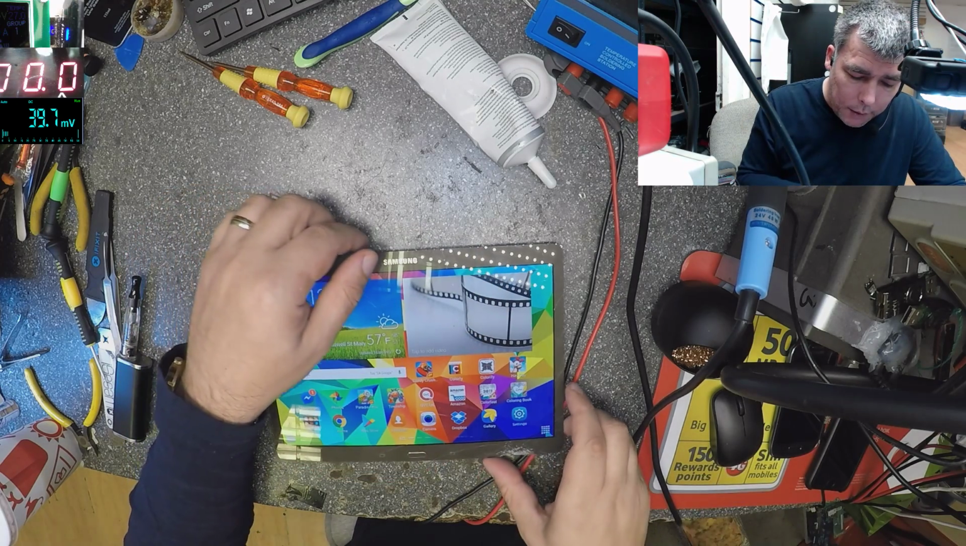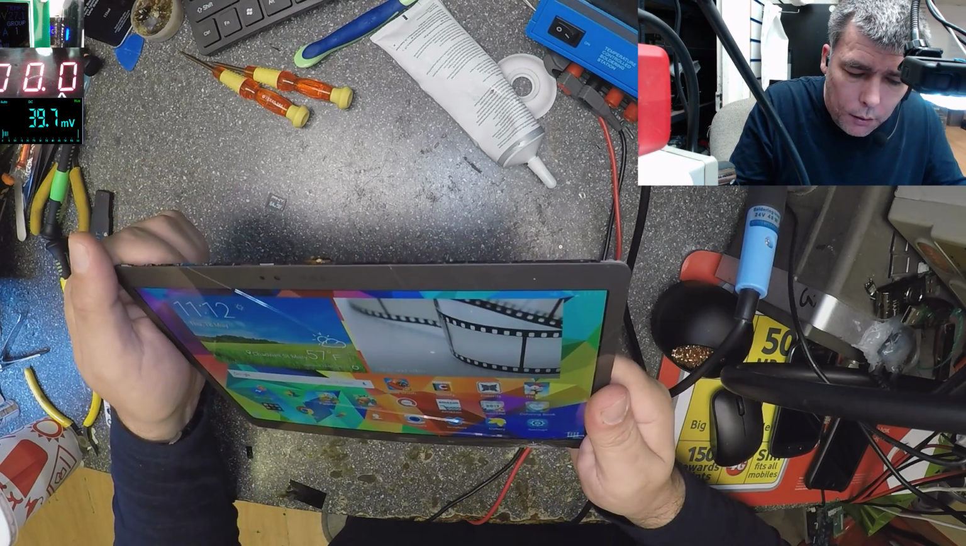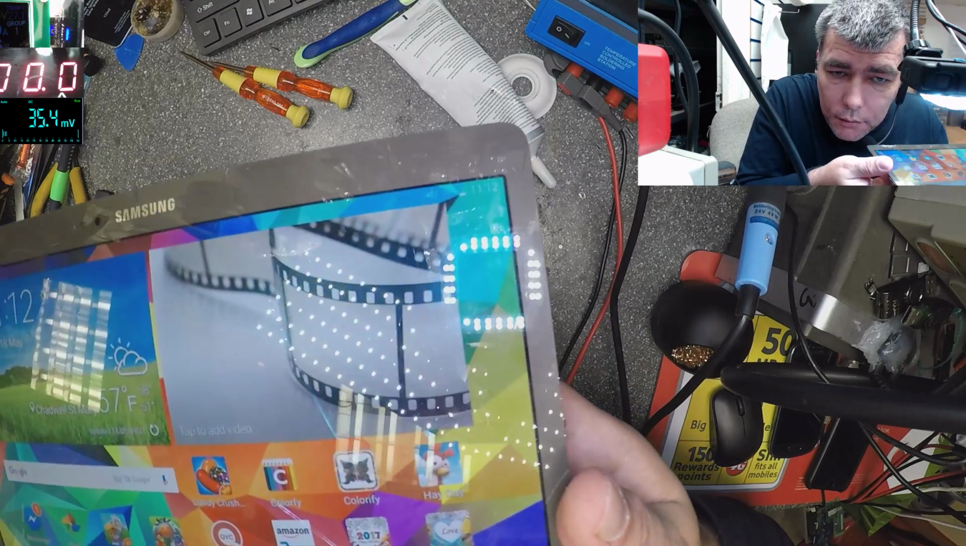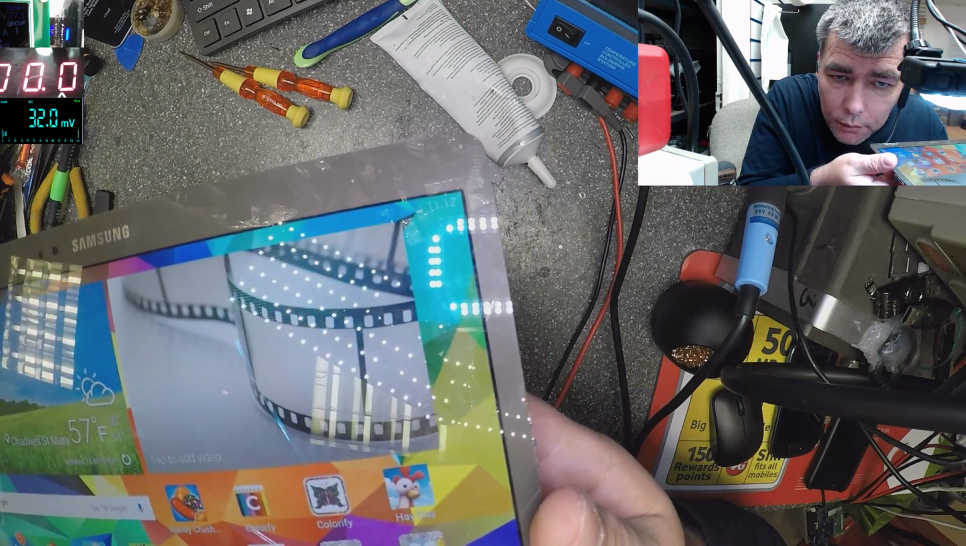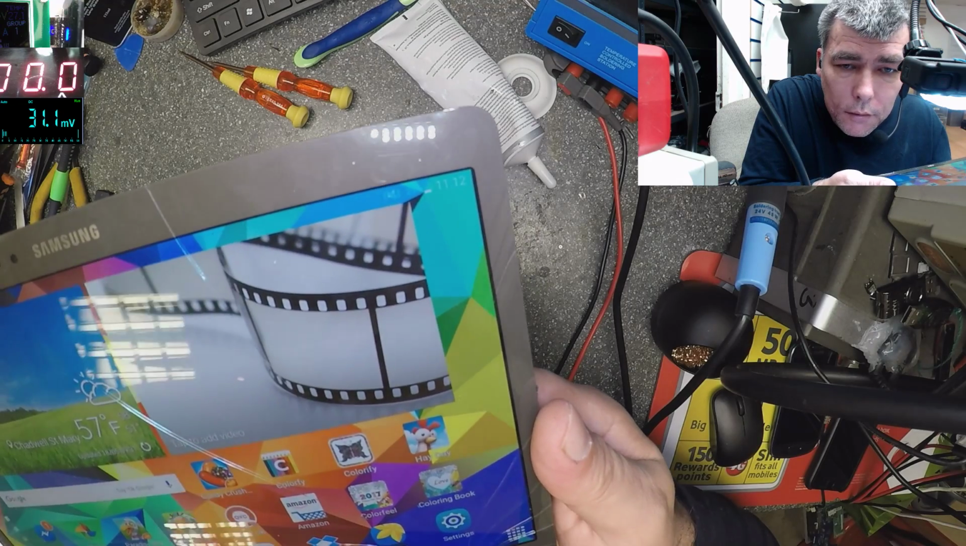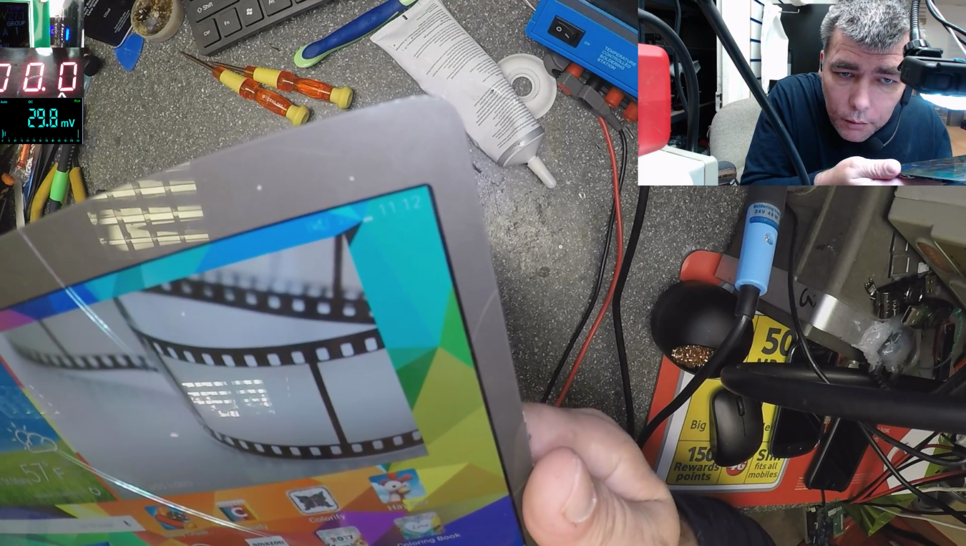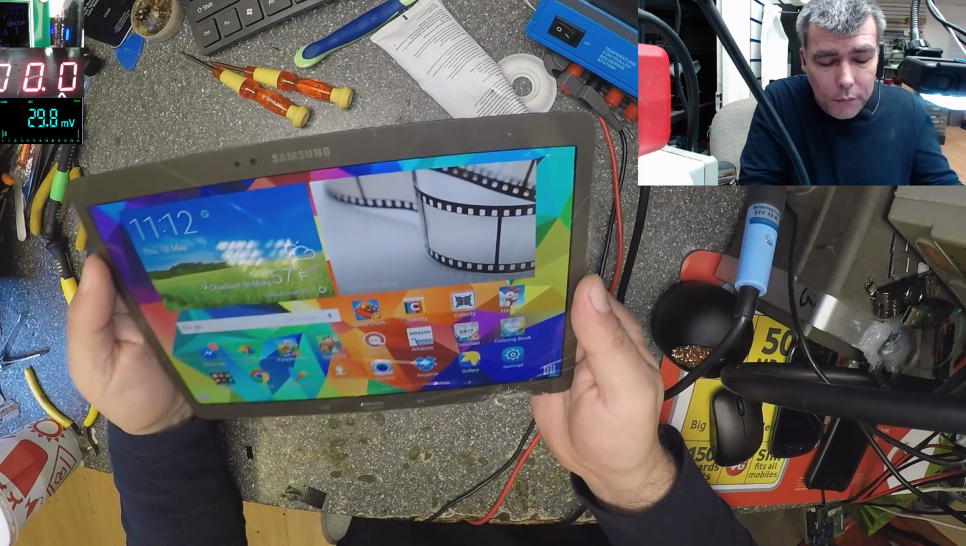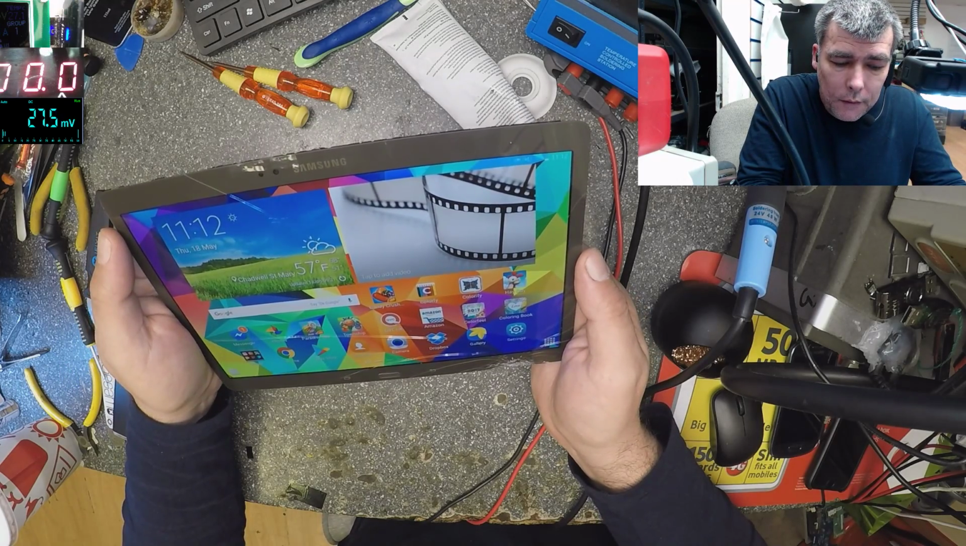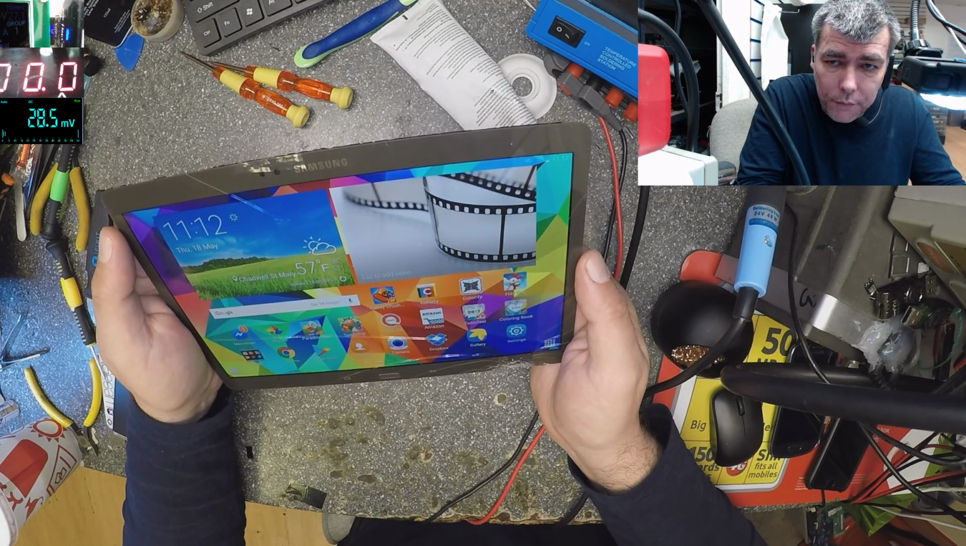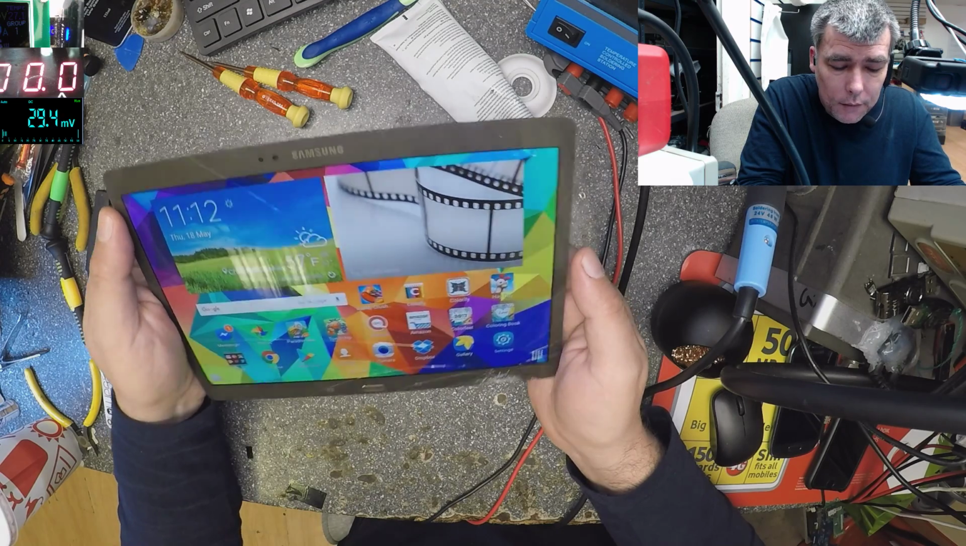Like now we're at 25%. I don't know if you can see. 25, but no, you can't see anything. 25. So if it's always different, it's something related to the battery.